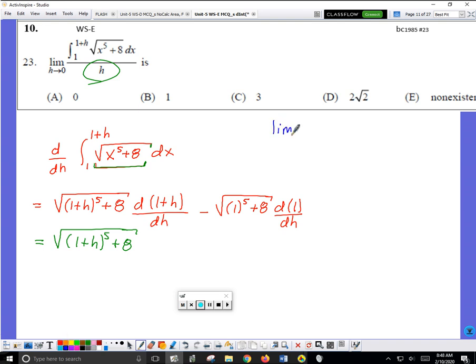We're trying to find the limit as h approaches 0 of that. Trying to determine when h is close to 0, what will this formula produce? Well, if h is close to 0, what's 1 plus close to 0? 1. What's close to 1 to the 5th power? Close to 1. What's close to 1 plus 8? Close to 9. What's square root of close to 9? 3. Close to 3. So the limit is 3. Done.